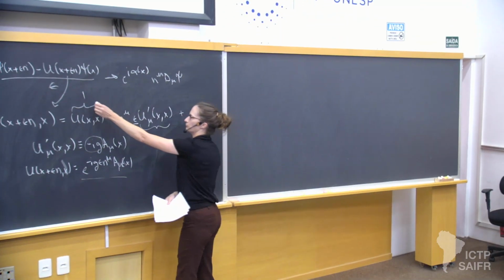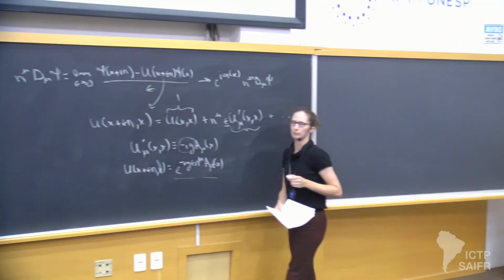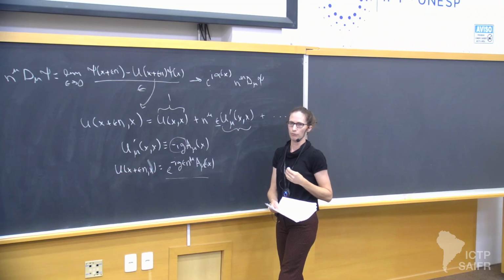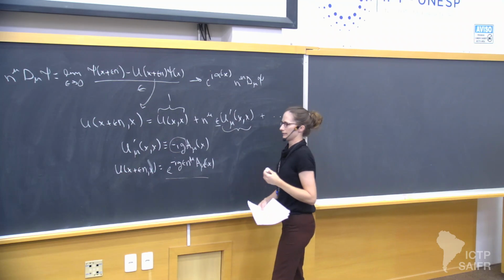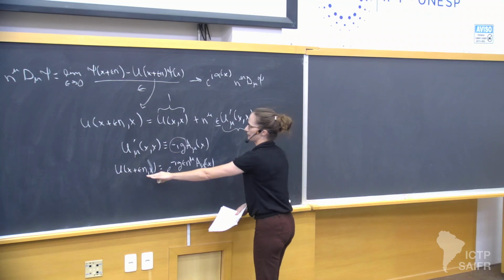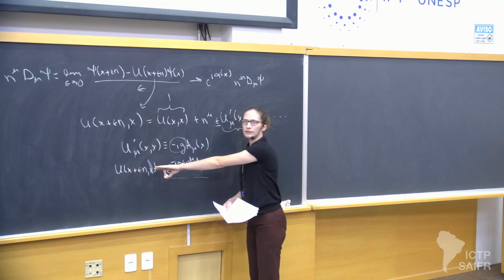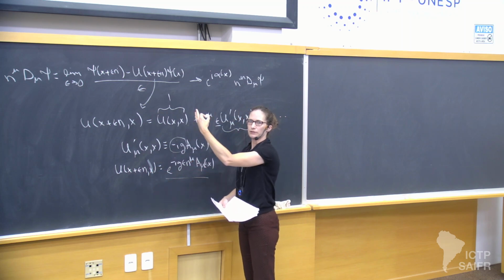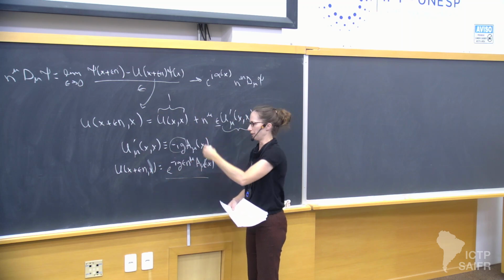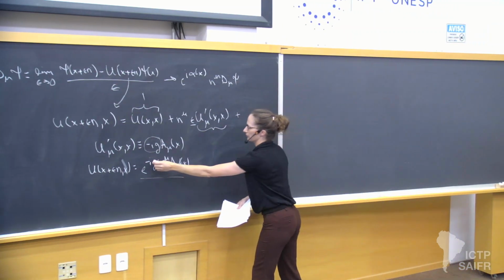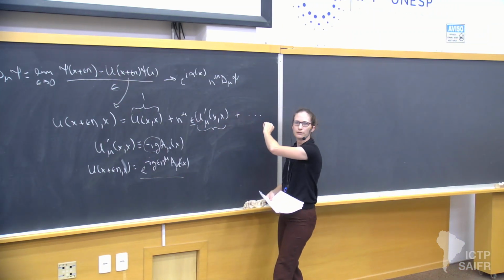So this is 1 plus something times an infinitesimal quantity. I know that this thing has to be unitary, so I should be able to exponentiate this thing, right? If I expand this thing, I get exactly what I had up here.